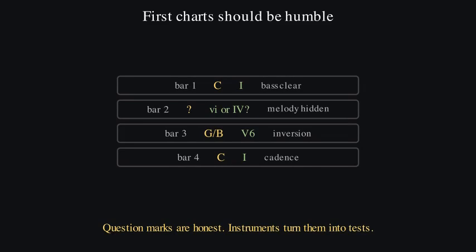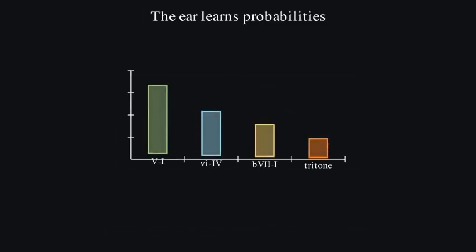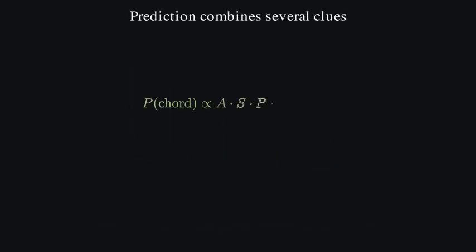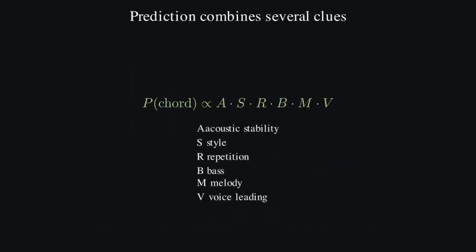There is also a scientific reason this works. Listeners learn probabilities from the music they hear. If you have heard thousands of songs where V moves to I, your brain expects that resolution. If you listen to jazz, gospel, metal, EDM, flamenco, or Indian classical music, your expectation model changes. Music theory gives explicit names to patterns that listening has already made partly implicit. So when we say a progression is likely, we are combining several kinds of evidence: acoustic stability, learned style, short-term repetition, phrase position, bass motion, melodic emphasis, and physical ease on instruments. None of these alone proves the answer. Together they make a strong prediction.